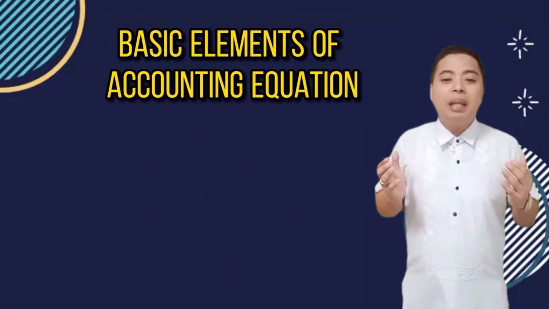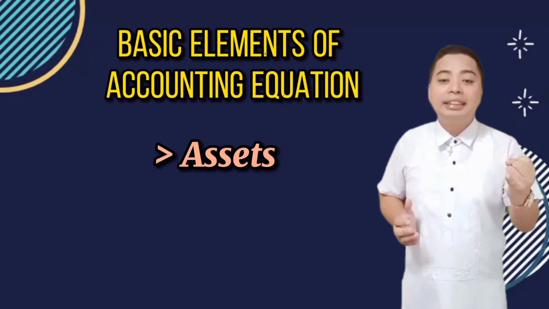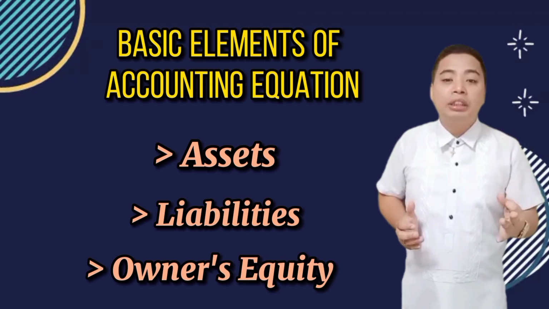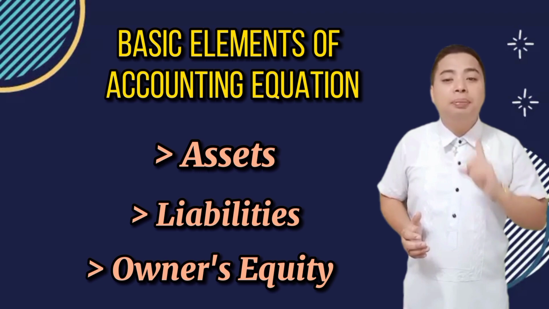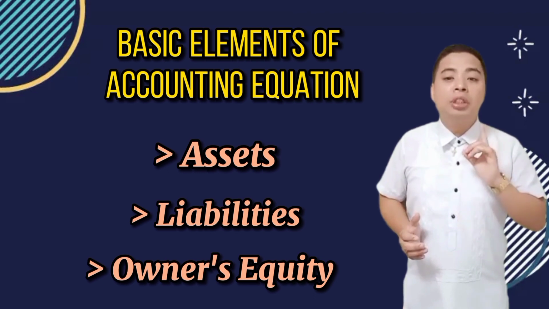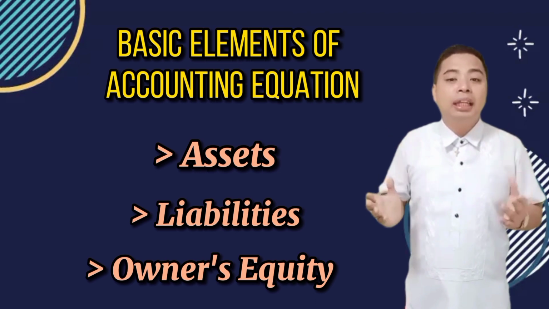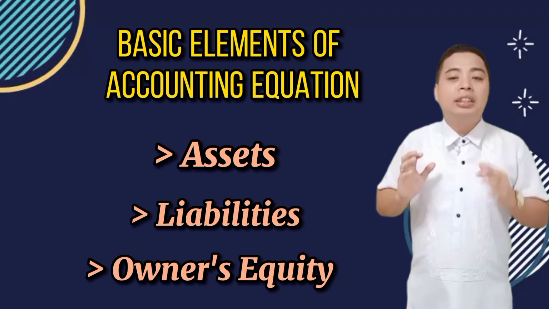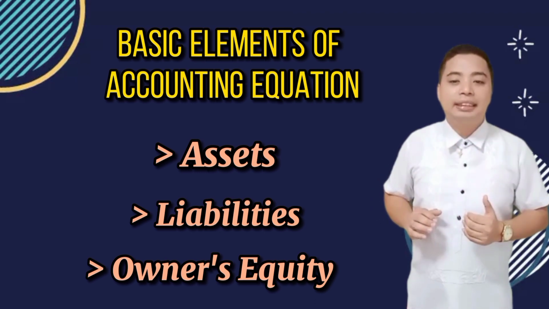There are basic elements of the accounting equation, namely assets, liabilities, and owner's equity. So, if one element in the accounting equation is missing, the accounting equation won't be possible. Hindi yan magiging posible. Hindi yan magiging balance. Palaging tatandaan that those three elements should always be present.